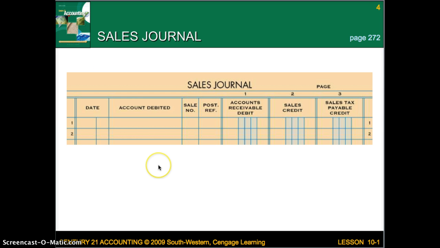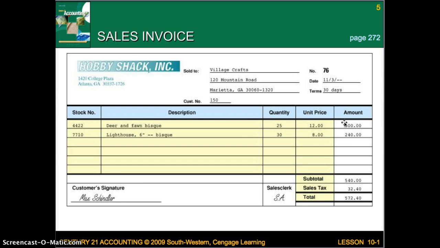This is a sales journal. This is another one of our special journals, just like we worked with our cash payments journal and our purchases journal in the last chapter, chapter 9. Again, we have 3 different areas: an accounts receivable debit, a sales credit, and a sales tax payable credit. This is a sales invoice, and you really need to make sure that you understand what these look like and what the different parts of these sales invoices are, because you will be seeing these throughout this chapter.